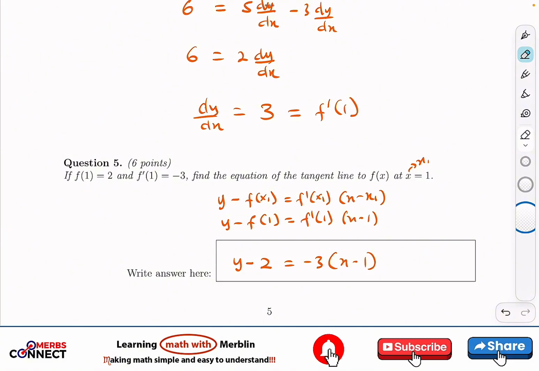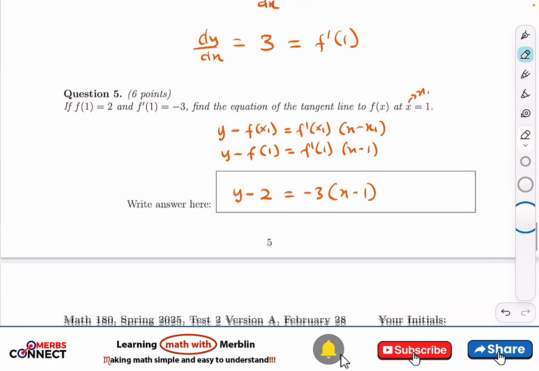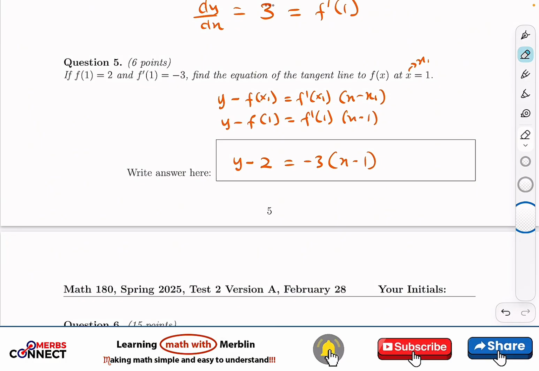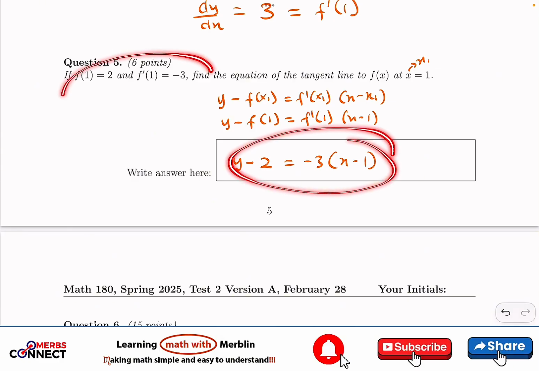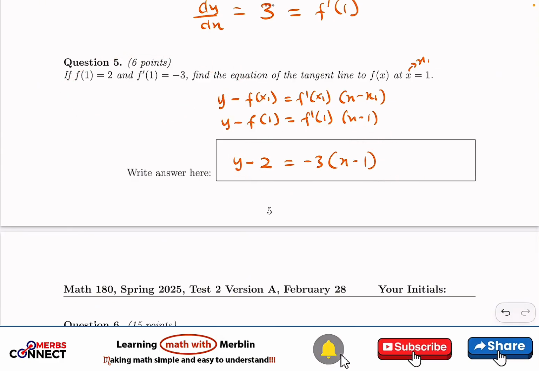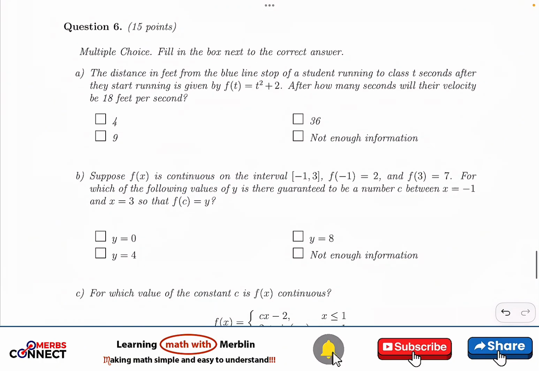This is the same as f prime of 1, so that's true. So we don't need to do that though. So this is what you are going to get for the equation of the tangent with the information given here. All right, let's look at question 6.